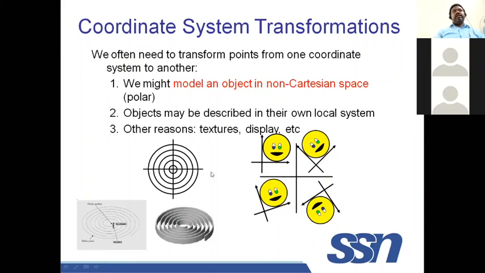Okay, there are different coordinate systems. We have to define it according to our requirement, and we can use standard coordinate systems as well, Cartesian, polar, etc., so that you can generate any complex shape in the CAD software.